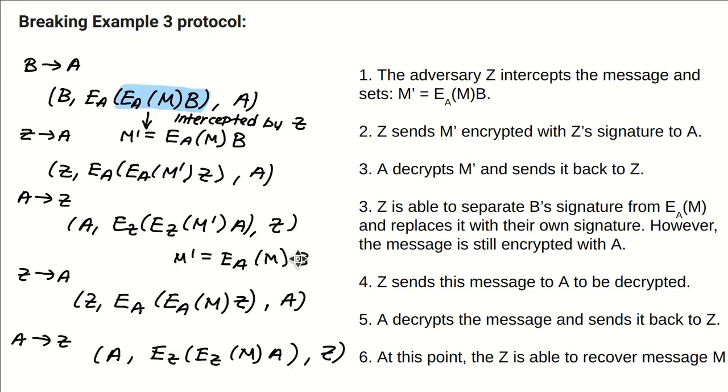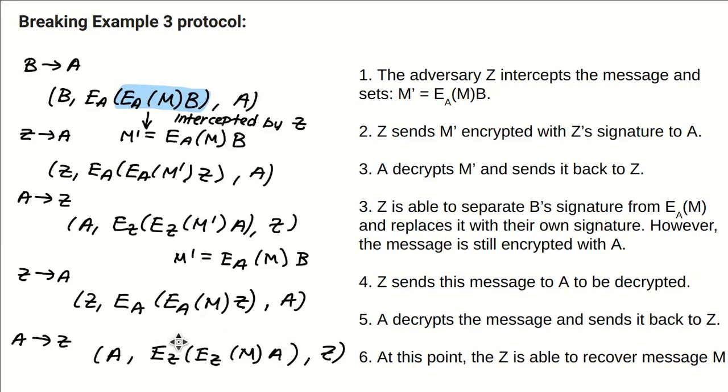They are now able to unbind B's signature and replace it with their own. However, the message is still encrypted, so Z sends the message again to A in order to be decrypted. So at this point, when A sends the message back, Z is able to recover the message by decrypting it with their private key.